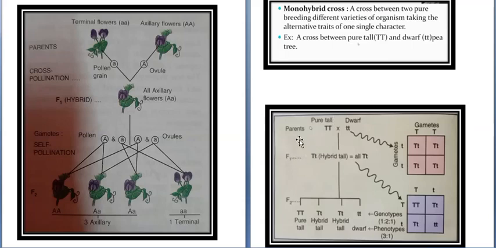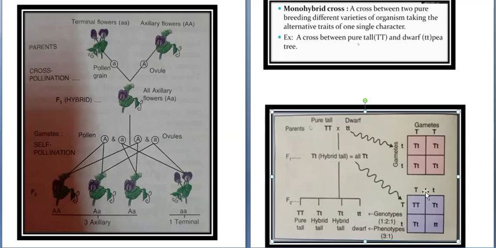Next example which he took was where one of the parents was pure tall and the other was pure dwarf. Since tall is the dominant character, the genes are shown as capital T, and for dwarf small t. In the first generation, when a cross was done, all the offspring had the genotype capital T small t, and all were tall, but the tall were hybrid tall or heterozygous tall.